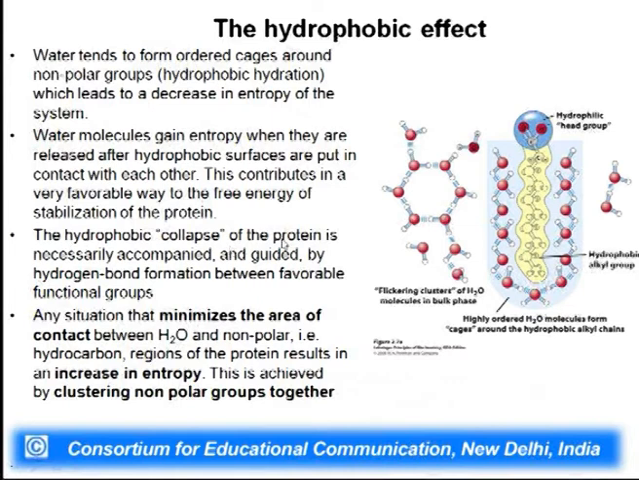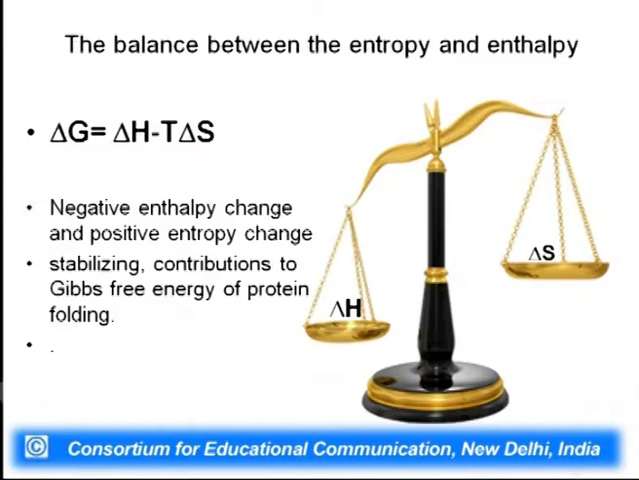This hydrophobic collapse of the protein is always accompanied and guided by hydrogen bond formation between favorable functional groups. So, any situation that minimizes the area of contact between water and a non-polar R group is favorable, and it increases the entropy, and this, we talked about, resulted in clustering of the non-polar groups, which came together. These non-polar groups, when they came together, further resulted in van der Waals interactions, which gave very weak but cumulatively large stability to the protein structure.